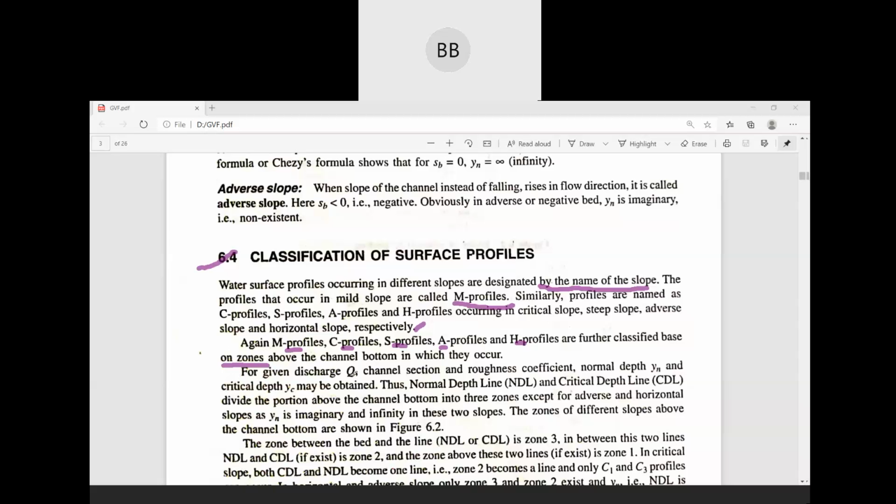So you can see, for a given discharge, channel section and roughness coefficient, normal depth yn and critical depth yc may be obtained. Definitely using Manning's equation, we can obtain all these parameters. Thus your NDL, that is your normal depth line, and critical depth line divide the portion above the channel bottom into three zones, except for adverse and horizontal slopes. So apart from adverse and horizontal slopes, in other slopes, that is critical, mild, and steep, these two lines divide the whole area into three zones.